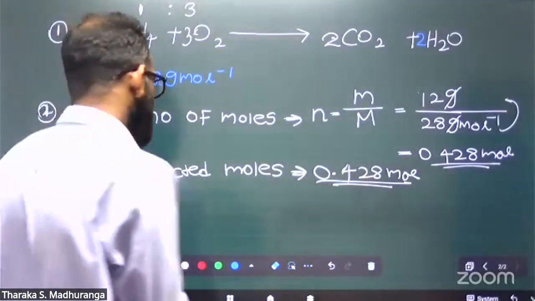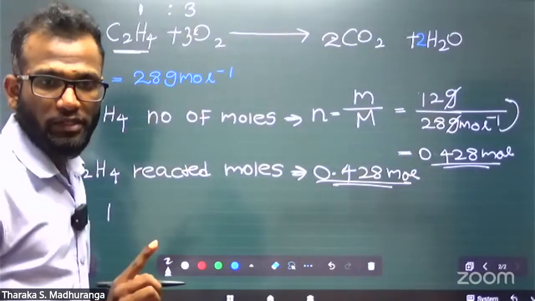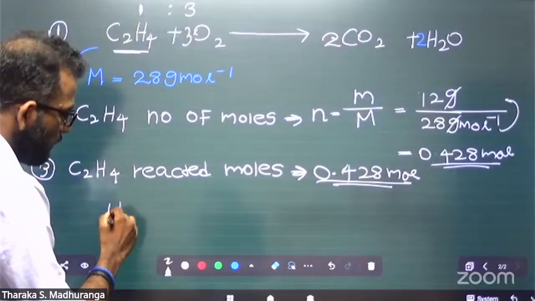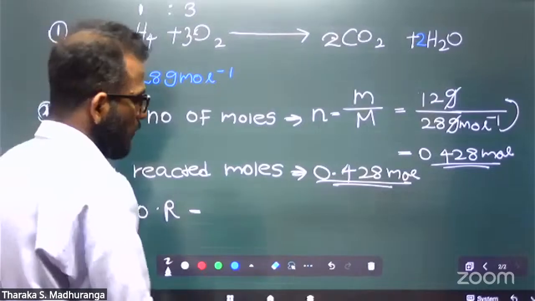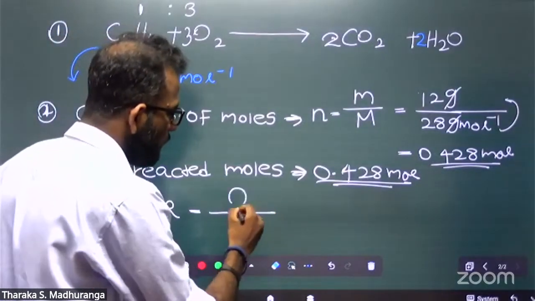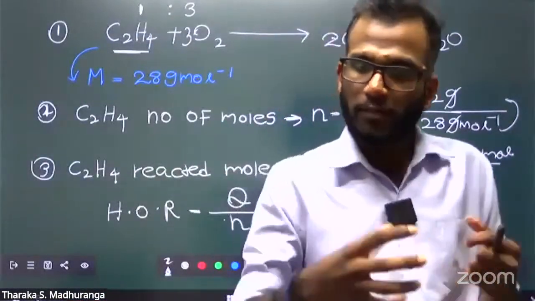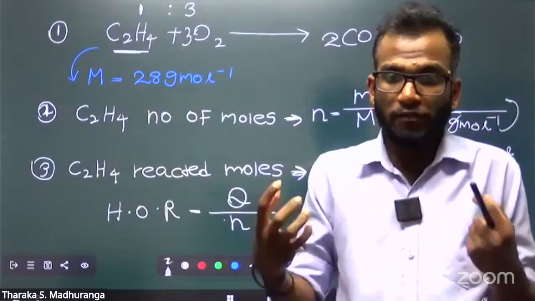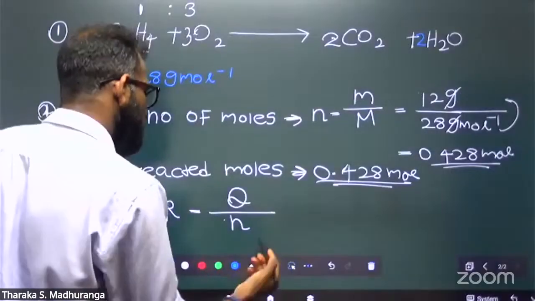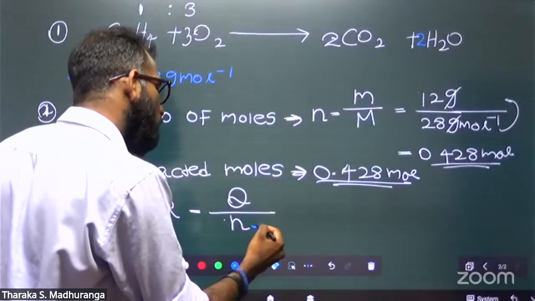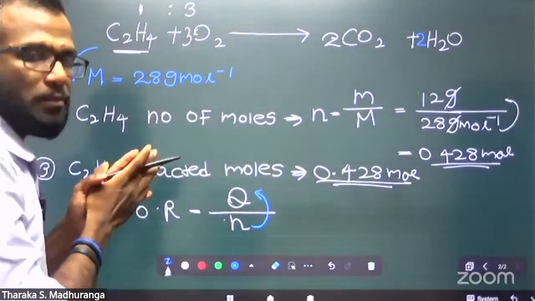Okay, now the heat of reaction, you already know. The heat of reaction is the quantity of heat given in the question divided by the number of moles. I told you the heat of reaction means the amount of heat absorbed or released while reacting 1 mole of reactant. Because it is a combustion reaction, it is exothermic, so heat is released.